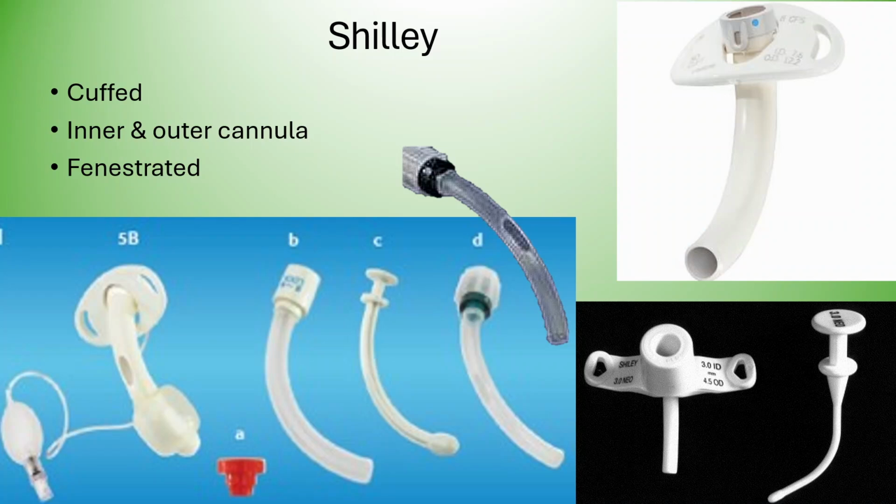Then the Shiley's tube is the most sophisticated, well-made but costly tube and not easily available. It can again be curved, uncuffed, fenestrated, non-fenestrated, with both inner and outer cannula. This is a pediatric single tube. This is the obturator or guide wire. Then this is an adult-size fenestrated tube with inner and outer cannula. Again, two types of inner cannulas, one with fenestration, one without fenestration.